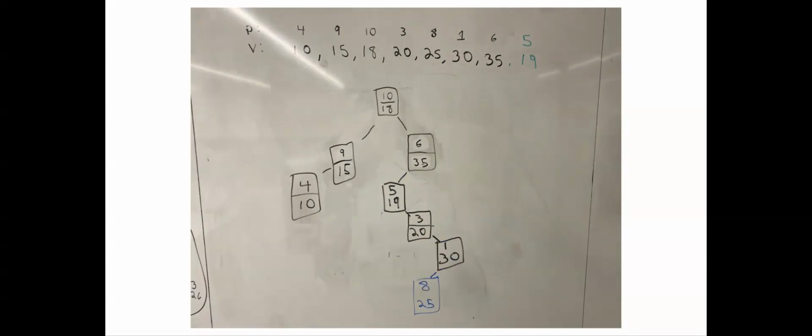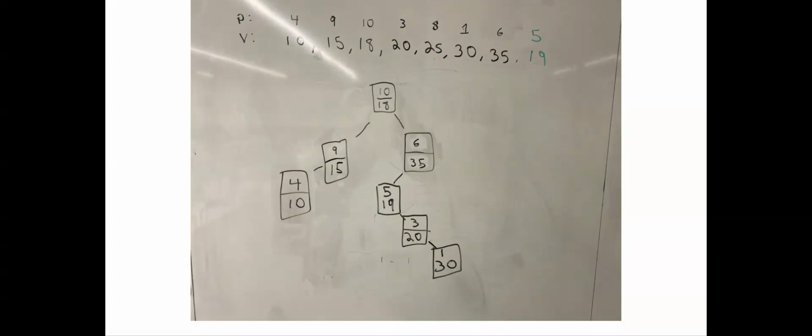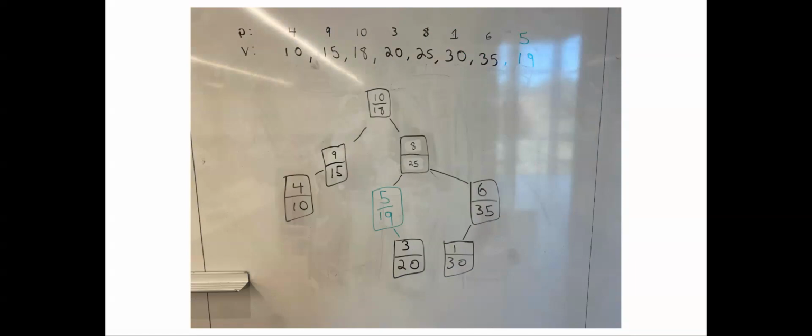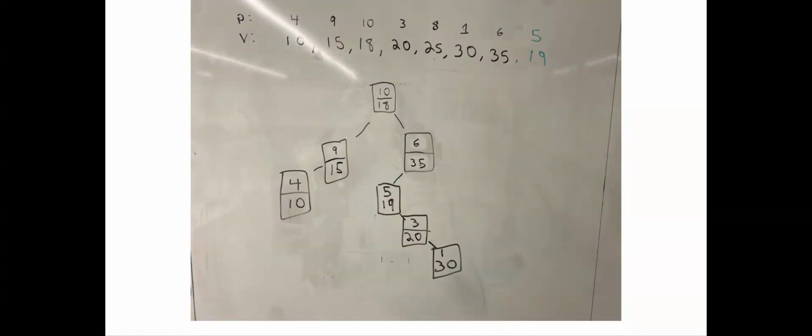And now that it is a leaf, we can nullify it, deleting the node. And this is the structure we started with, the treap we started with, and this is the treap we finished with.